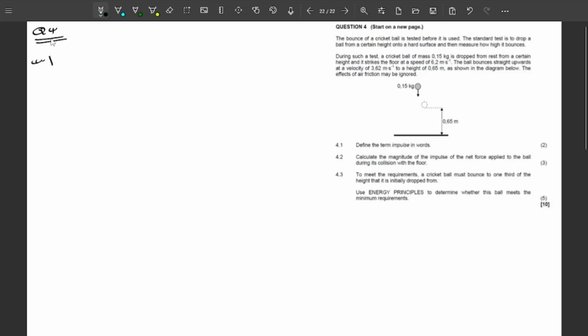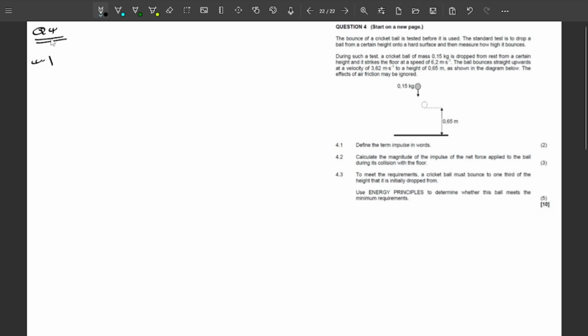The question statement reads: the bounce of a cricket ball is tested before it is used. The standard test is to drop a ball from a certain height onto a hard surface and then measure how high it bounces. During such a test, a cricket ball of mass 0.15 is dropped from rest from a certain height, and it strikes the floor at a speed of 6.2 meters per second. The ball bounces straight up at a velocity of 0.62 meters per second to a height of 0.65 meters, as shown in the diagram below. The effects of air friction may be ignored as always.